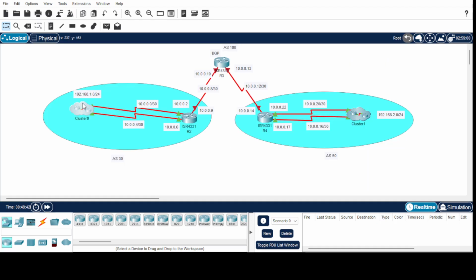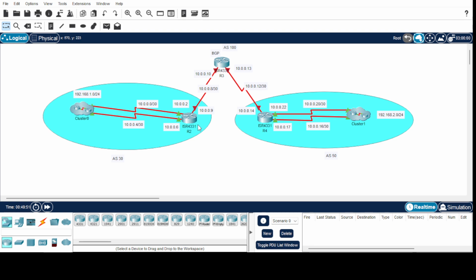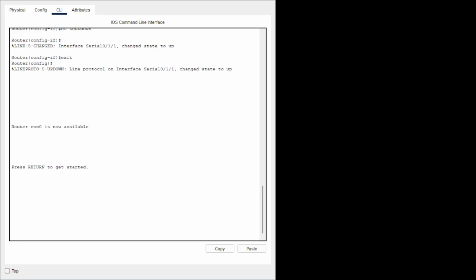But when I try to ping in cluster 0, say from PC0 to PC1, it won't communicate, because even though I have enabled the routing protocol at their respective routers, at the edge router it has not yet been configured. So let's define this at router number 2, the edge router of cluster 0. Bringing back the screen of router 2.